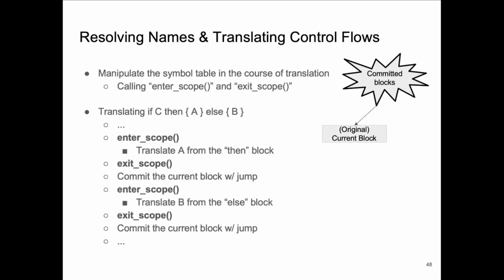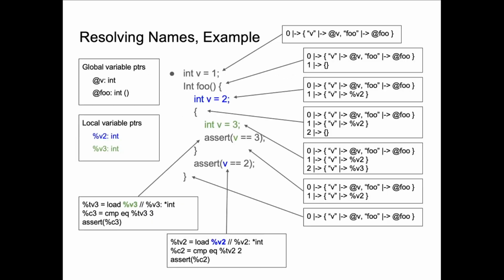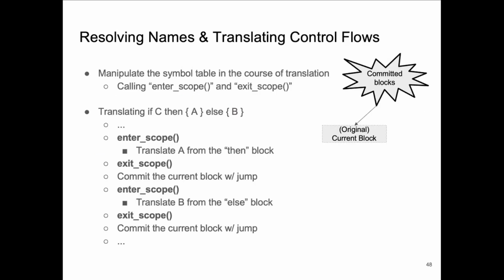In this example, we only discussed a very simple control flow. But in the presence of if-then-else or other control flow statements, we need to take care of the symbol tables and control flows at the same time. This is the high level idea for how to do that. In this if-then-else statement, if C, then in brackets you do A, or else in another bracket you do B. The main difference from the previous example is that A should have its own scope and B should have its own scope too.